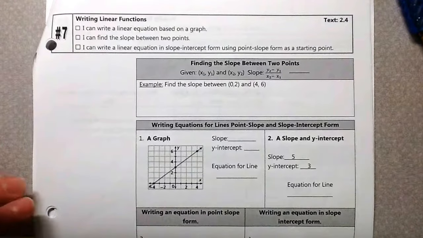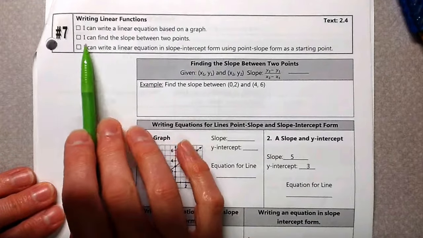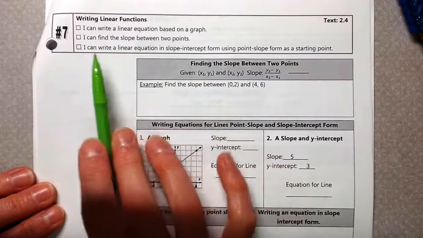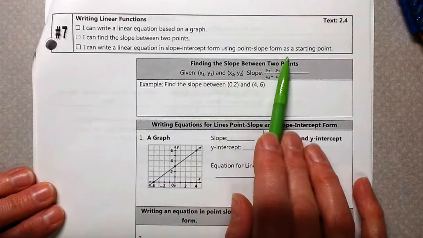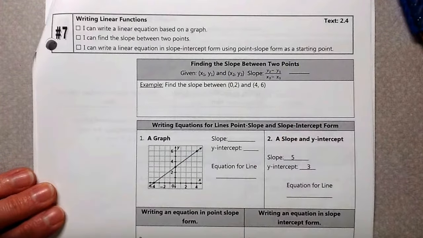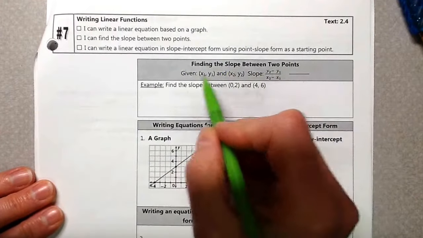In section 2-4A, I want you to be able to write a linear equation based on a graph and find a slope between 2 points, and also write a linear equation in slope-intercept form using point-slope form as a starting point. So, first thing we want to do is go over slope. Finding the slope between 2 points.